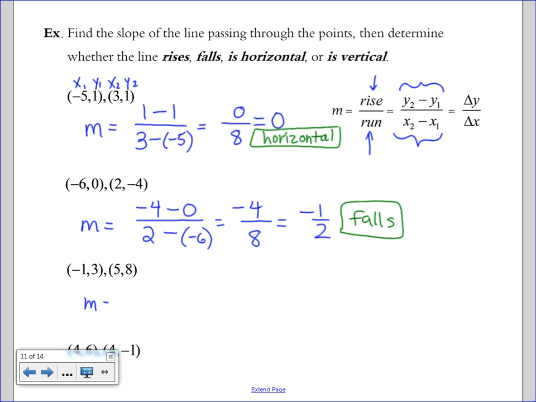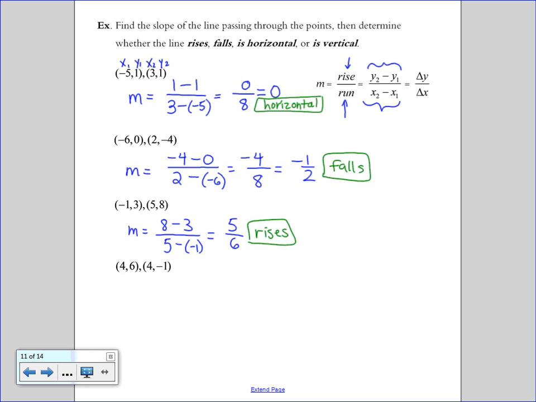We're going to do the second y value minus the first, divided by the second x value minus the first. Being very careful with my double negative. The top is 5, the bottom is 5 plus 1, which is 6. That's simplified as much as possible. It's positive, which means that this is a line that rises from left to right. And I'm going to extend my page to calculate the final slope here.